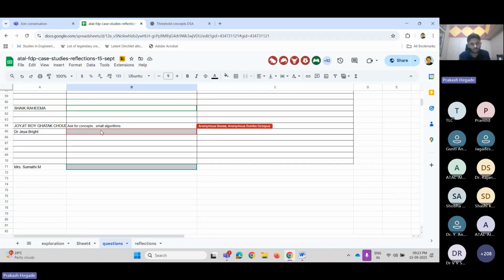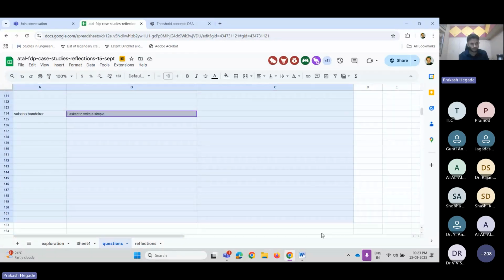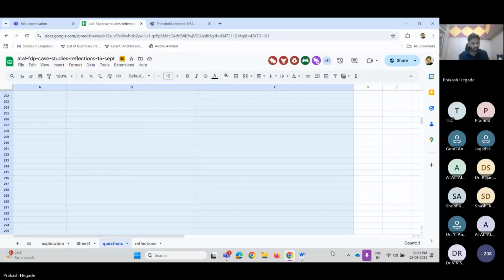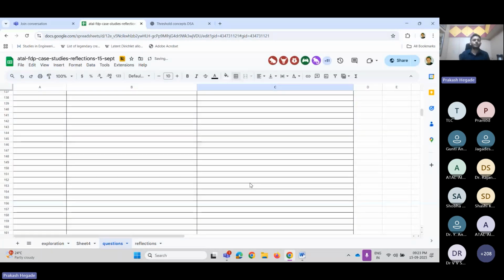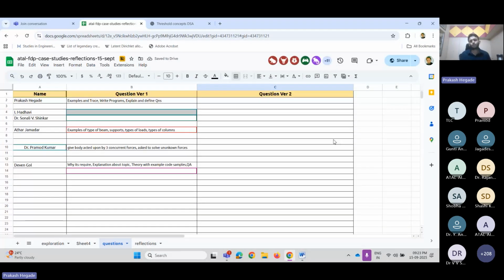Yes. Joyjit sir says, for the concept, small algorithms. Yes, that's a kind of question we are looking for. Yes. Let me draw the line till 200. Yes. Okay, let me put up the columns. Yes, now it's ready. Go ahead, put your name and put the kind of questions we used to ask.